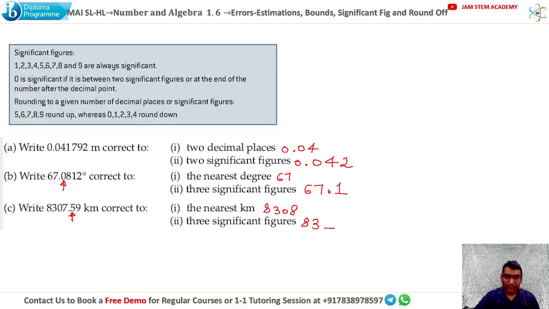Now this one is 0 and next is 7. So corresponding to that 7, this will become 1. Okay, and next will be 0 only. So 8310 is for three significant figures, because this 0 is not a significant figure. Only three significant figures are there.